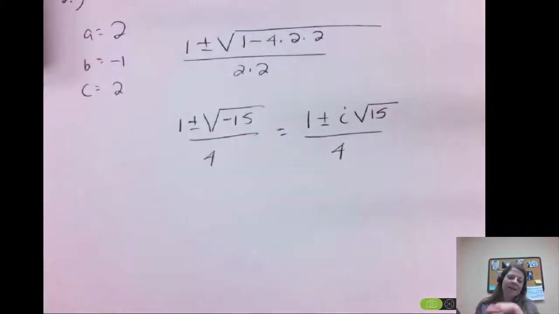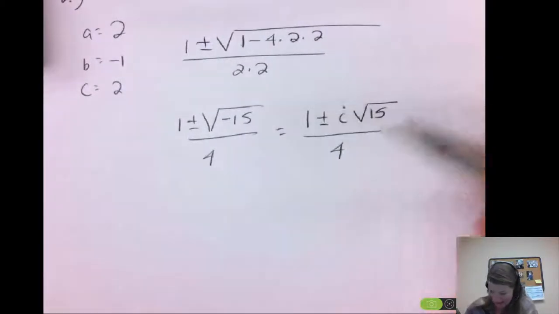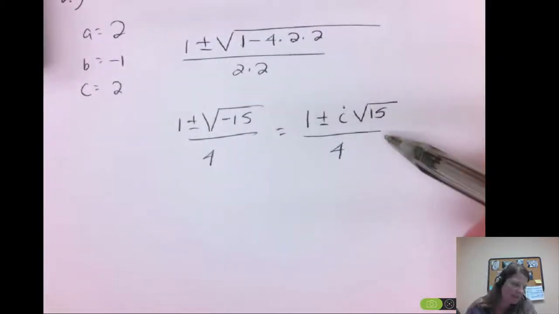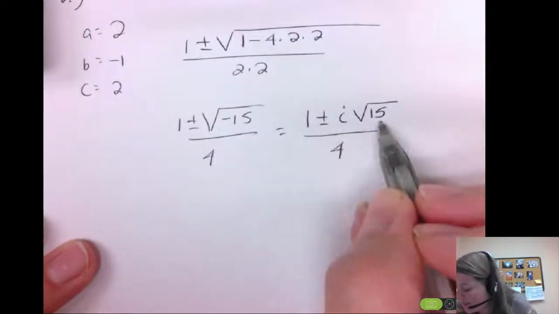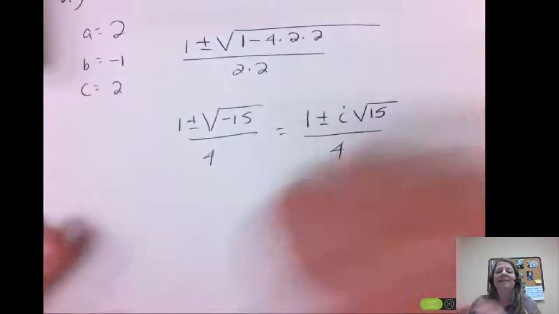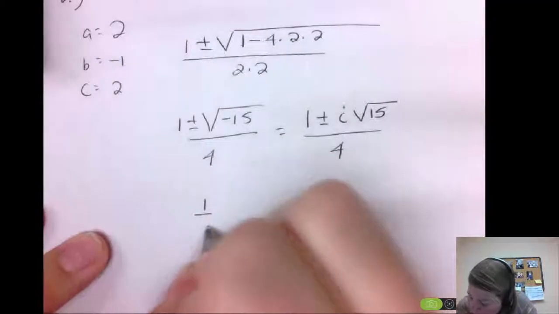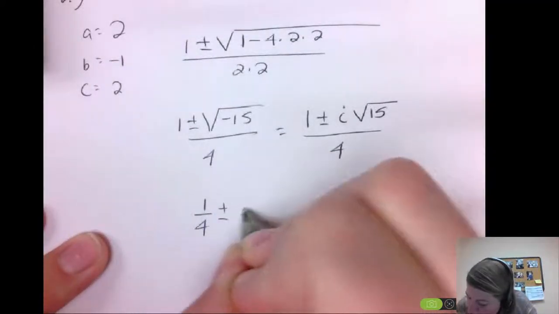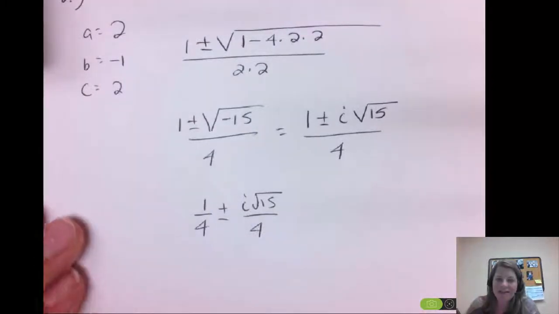They do not like you blending your real answer part and your imaginary. So they want you to split this up. So what you do is, 4 divides into everything. So you can think of it as 4 dividing into each piece, each term before the plus and minus. So this can become 1/4 plus or minus i square root 15 over 4. And that's it. That's our final answer.